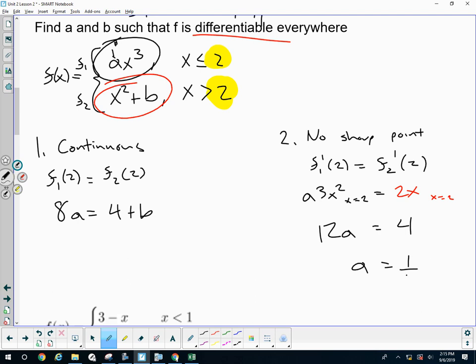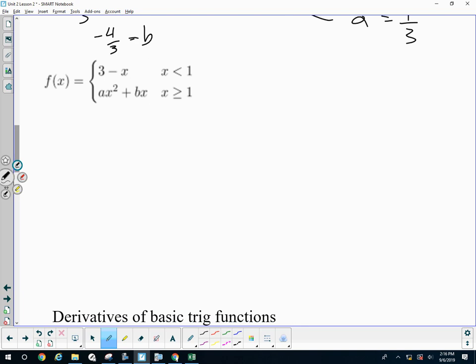We can solve for A. We can then solve for B. Okay, I'll do the other one real quick. If you want to try it by yourself, great. If you just want to follow along, great.